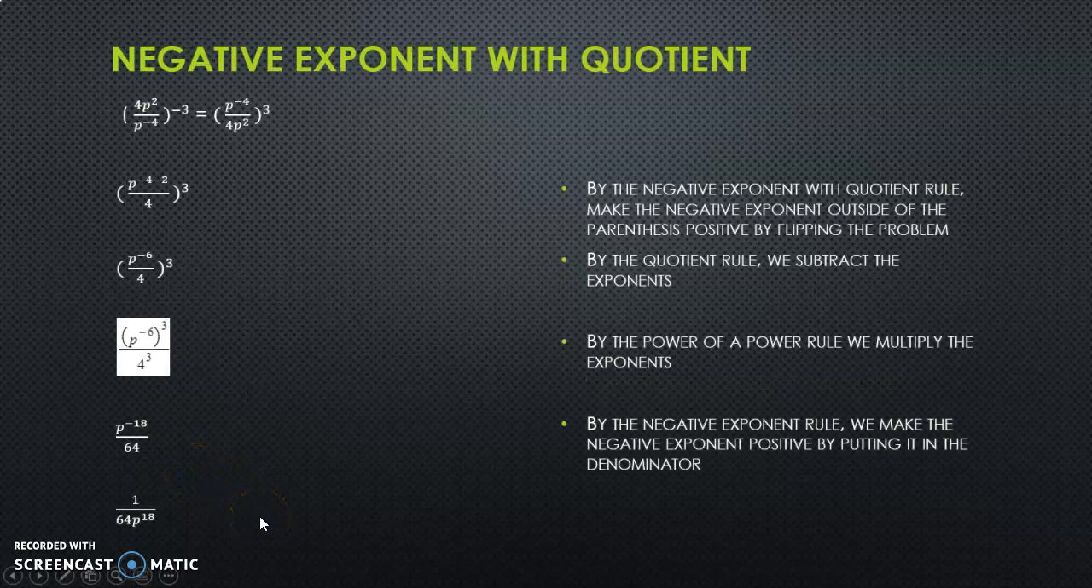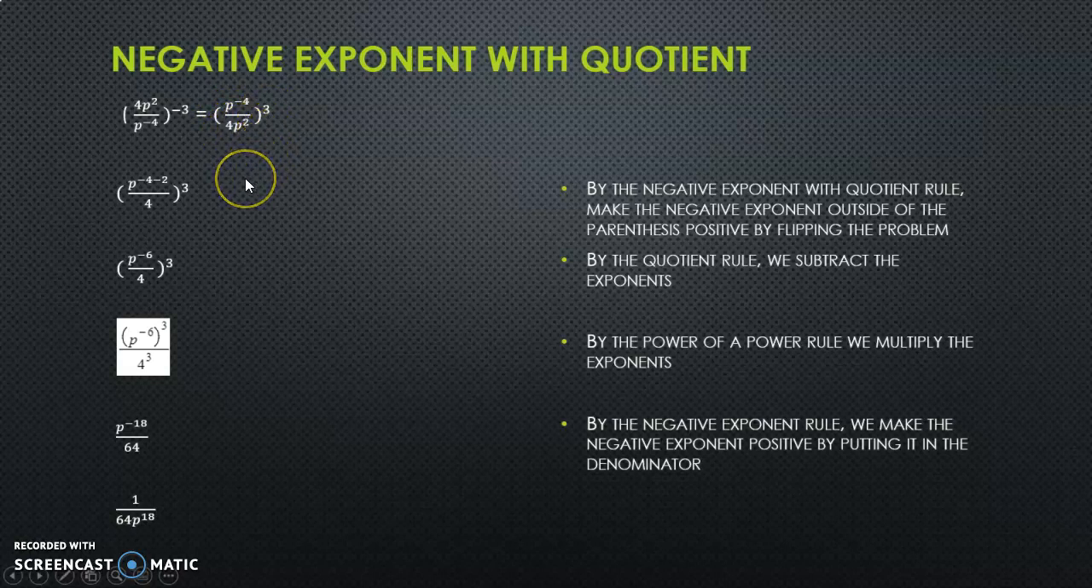Negative exponent with quotient. Remember, quotient is division. By the negative exponent with a quotient rule, we make the negative exponent outside of the parenthesis positive by flipping the problem. So what we'll do first is to make the numerator the denominator and the denominator the numerator, giving us p to the negative 4th over 4p squared, all raised to the 3rd power.